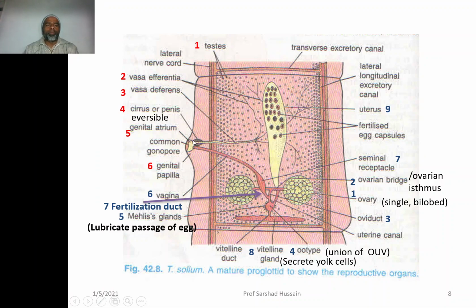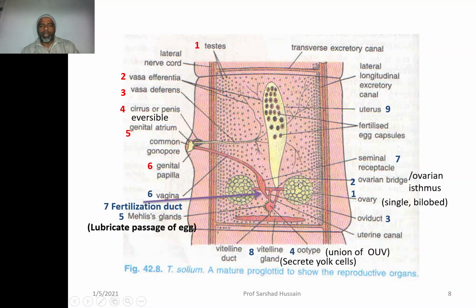Then the vas deferens, or you can say the penis, will open into a common cup-like chamber called the genital atrium. The genital atrium is a common gonopore where both female as well as male reproductive systems open outside.